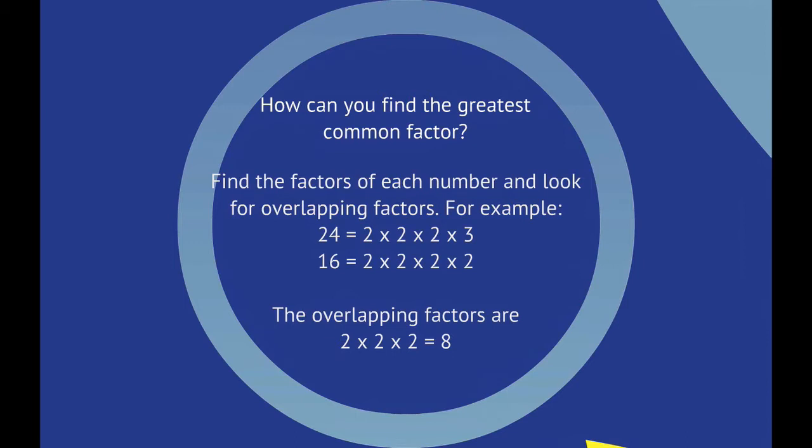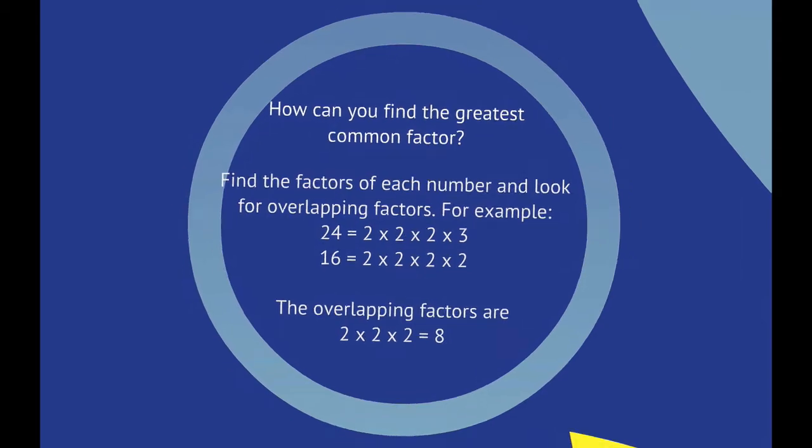How can you find the greatest common factor? Find the factors of each number and look for overlapping factors. For example, 24 equals 2 times 2 times 2 times 3. 16 equals 2 times 2 times 2 times 2. The overlapping factors are the 3 2's. So 2 times 2 times 2, which equals 8. And that's where we got 8 as our greatest common factor.